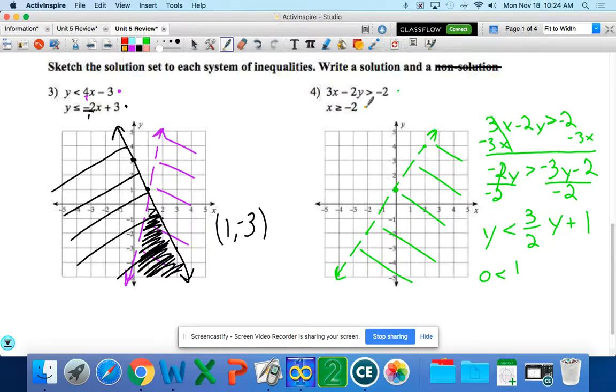Next, we have a little bit of an awkward situation. This is x is greater than or equal to -2. You have to just know that x equals a number, or in this case, inequality, is a vertical line. Y equals a number is a horizontal line. So this is going to be a vertical line at -2 right here. It's a solid line, okay? A solid line because this is or equal to. And then there's the greater than, which tells me I shade the stuff higher than -2.